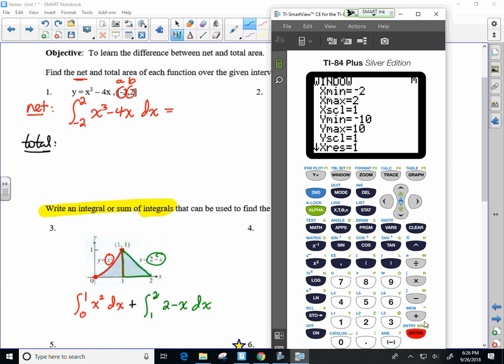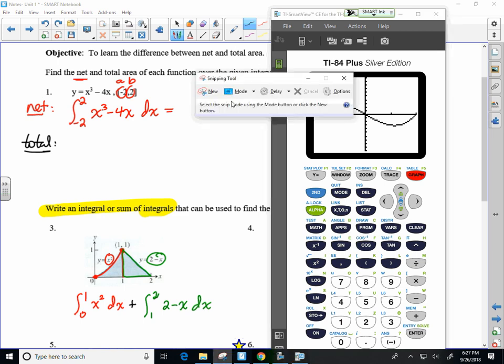You got to prioritize. All right, so my window is -2 to 2 for x min, x max, because that's my A and B. So I'm going to hit graph. And that's going to do enough to get me what I need in terms of the picture. I could graph the entire function, but I don't need the whole function. I just need the relevant piece.